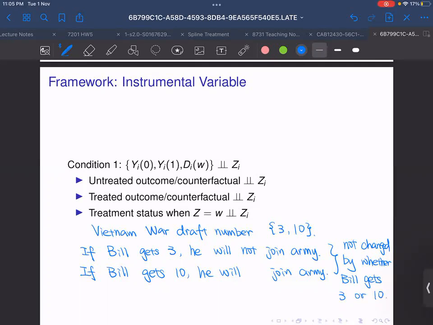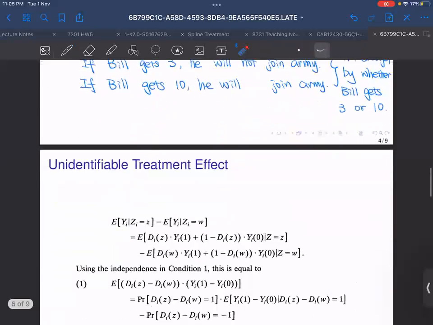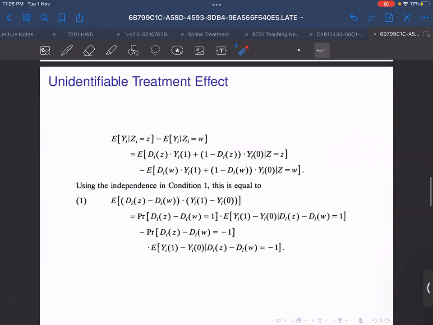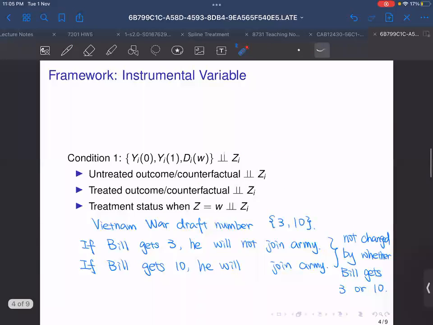All right, so with this example, hopefully I've illustrated to you what I mean by instrumental variable being independent from these 3 factors, all right? Okay, let's move on. With only this assumption, we will not be able to identify the treatment effect. And I will explain to you why it doesn't make sense to have only this assumption.